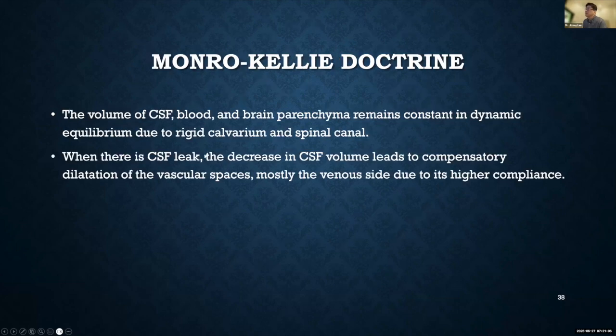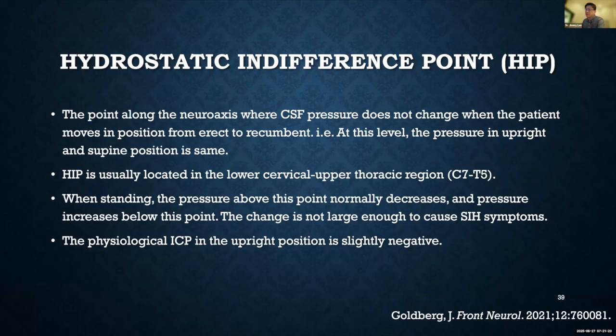So again, the Monro-Kelly doctrine is the same. Because we now have a CSF leak, the other volumes have to increase, and typically it's the venous side because the venous side is most compliant. There's an important concept here I want to talk about. It's called the hydrostatic indifference point. Essentially, if you look at the brain and the spine as a neural axis, and you measure the CSF pressure from the brain all the way to the sacral canal, there's a point where it will be equal regardless of your position. So if you're supine or upright, it's the same.